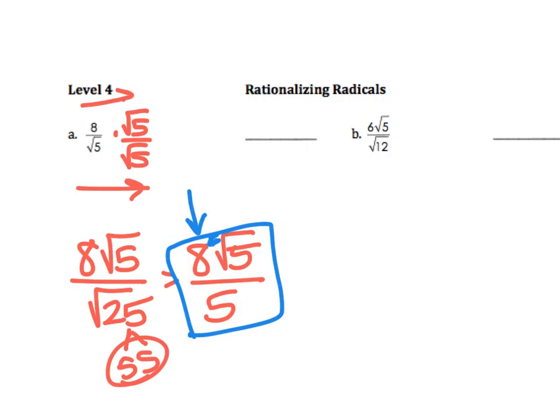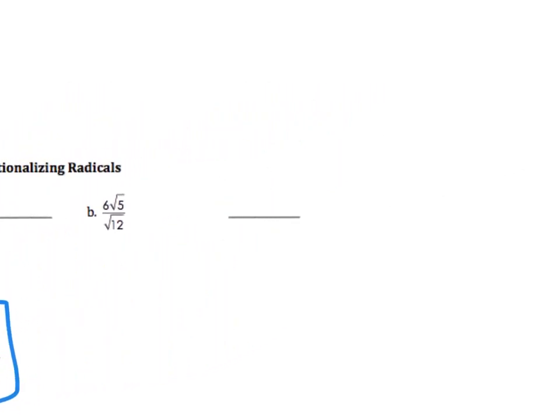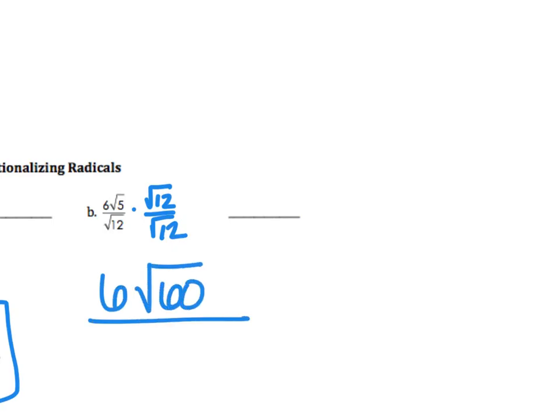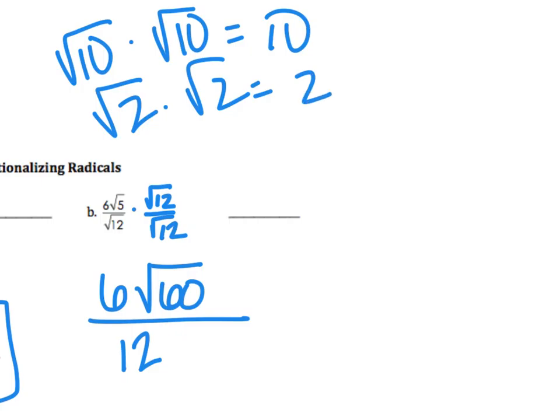Okay, so let's look at something that has two roots, one in the top and one in the bottom. One in the top is fine. That can stay. We just got to take care of the one in the bottom. So I'm going to still multiply top and bottom by root 12. So this is going to be 6, and then 5 times 12 is 60. And then root 12 times root 12 is just 12. Okay, anytime you're multiplying like root 10 times root 10, it's just 10. Okay, root 2 times root 2 is just 2. Anytime you have the same number that's multiplied with the root, it's just the number that's underneath the root.